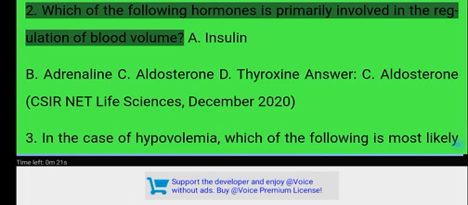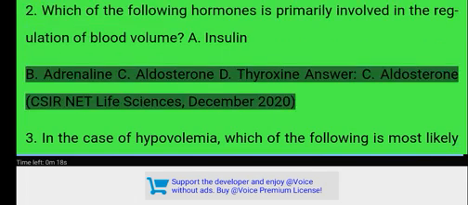2. Which of the following hormones is primarily involved in the regulation of blood volume? A. Insulin. B. Adrenaline. C. Aldosterone. D. Thyroxine. Answer: C, Aldosterone. CSIR NET Life Sciences, December 2020.